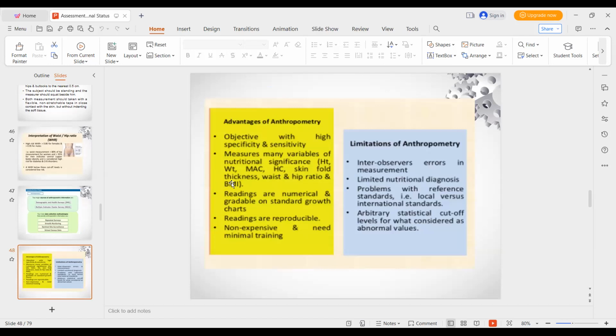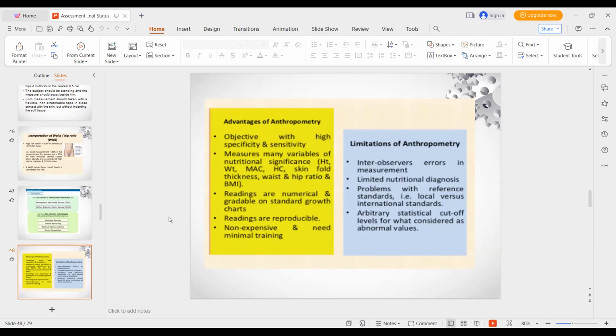Advantages of anthropometry. Objective, with high specificity and sensitivity. Measures many variables of nutritional significance: height, weight, neck and hip circumference, skin fold thickness, waist-hip ratio, and BMI. Readings are numerical and gradable on standard growth charts. Readings are reproducible, inexpensive, and need minimal training.